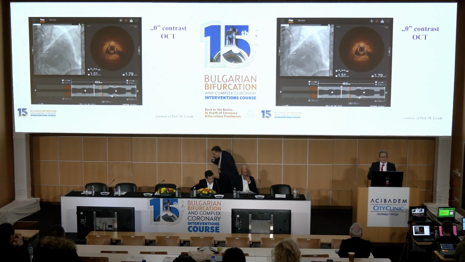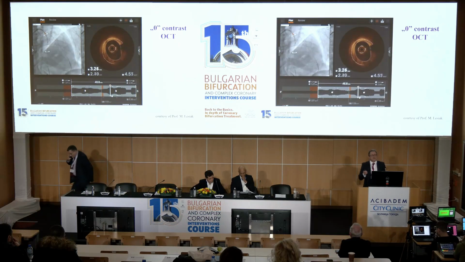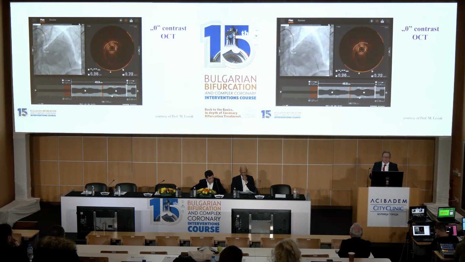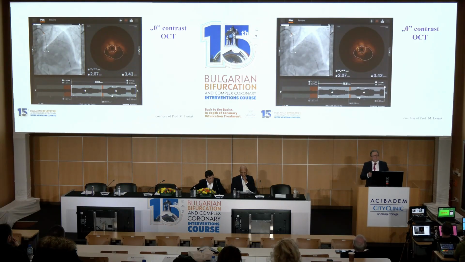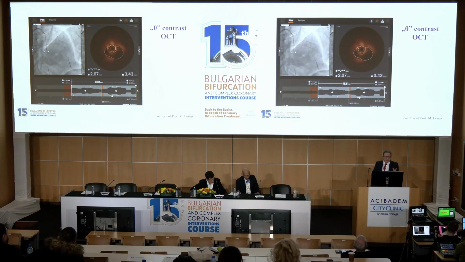Some guys used to say that OCT needs a contrast medium, which is loaded 3 times by 10 milliliters. But here you can appreciate one pullback in a zero-contrast OCT performed by a friend of mine, Professor Maciej Lesiak. We also did this in our lab. I can assure you that the results are not so bad.